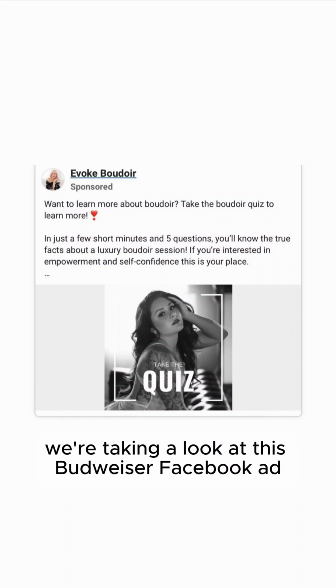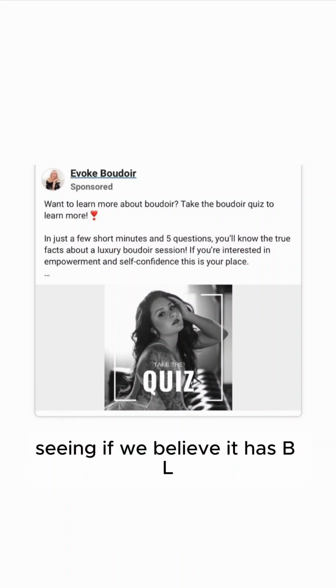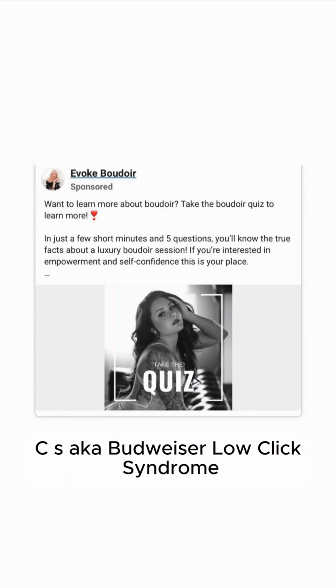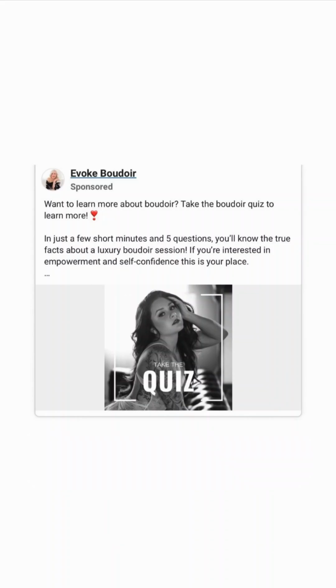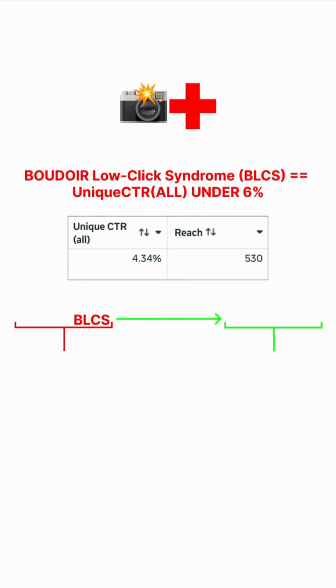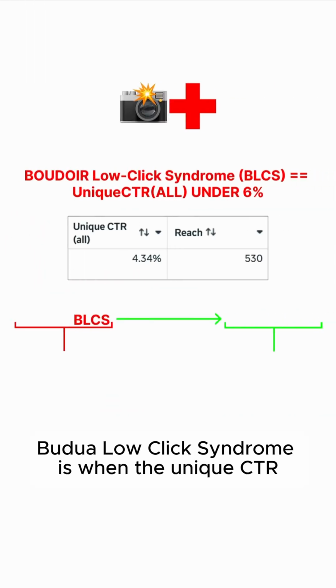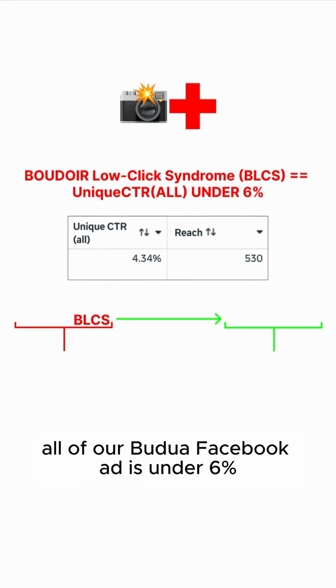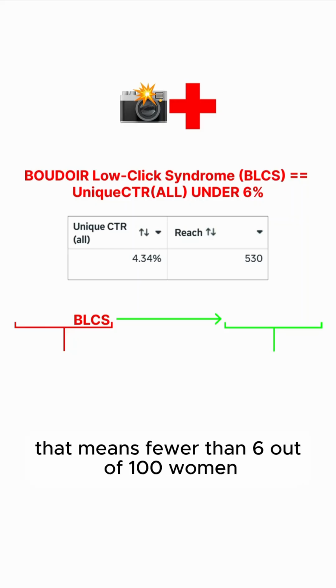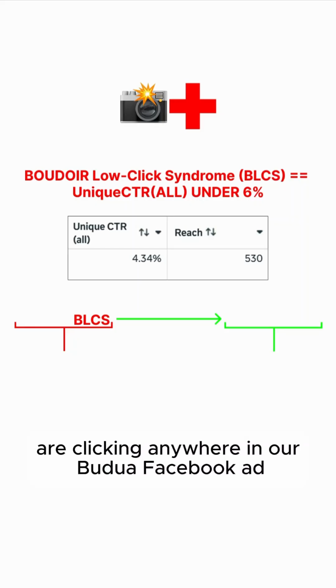All right, y'all, we're taking a look at this Boudoir Facebook ad, seeing if we believe it has BLCS, aka Boudoir Low Click Syndrome. So BLCS, Boudoir Low Click Syndrome, is when the unique CTR of our Boudoir Facebook ad is under 6%. That means fewer than 6 out of 100 women are clicking anywhere on our Boudoir Facebook ad.